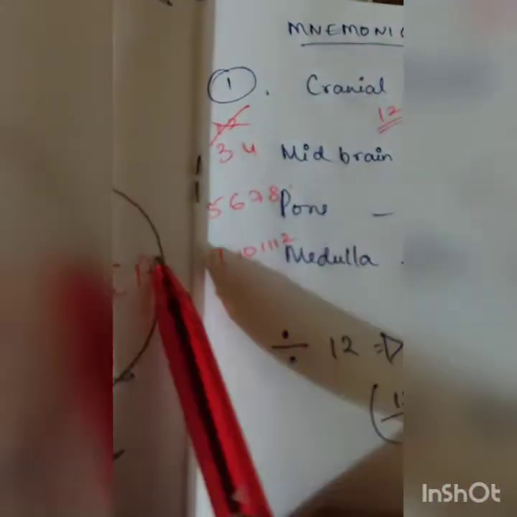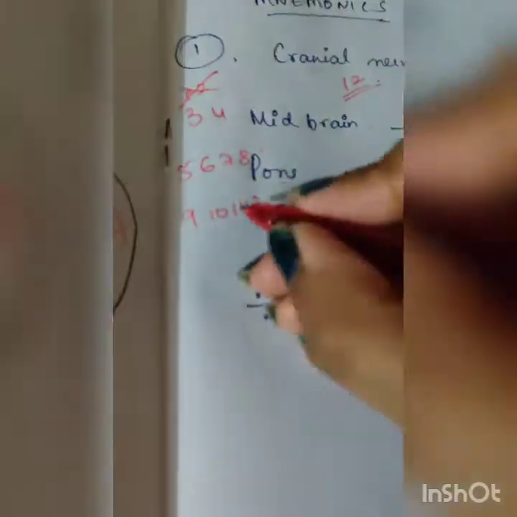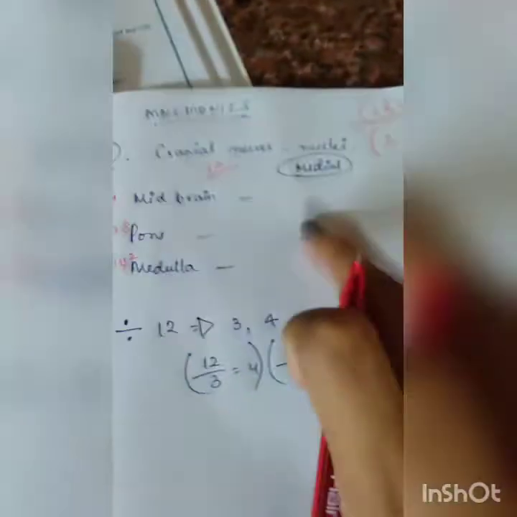3, 4 come in the midbrain, 5, 6, 7, 8 in the pons, and 9, 10, 11, and 12 in the medulla. Now we need to see which cranial nerve nuclei come on the medial side and which come on the lateral side. Medial, lateral. For that, there is a mnemonic.